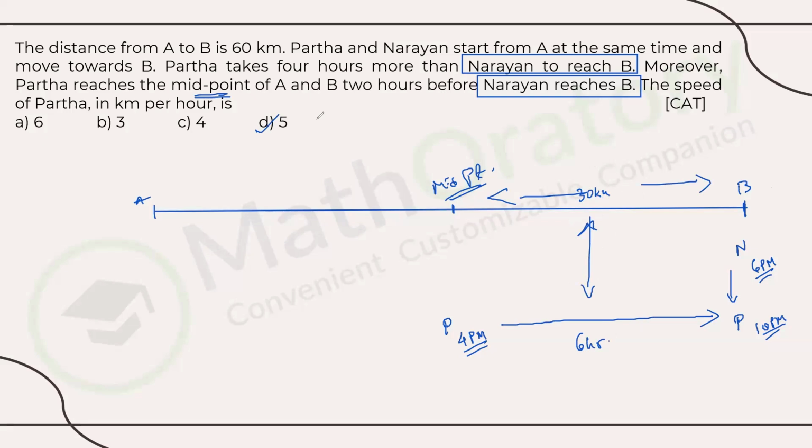So I hope you get the point why I was terming this a sitter. But the comprehension is key. If we do not comprehend that both these comparisons are with respect to Narayan reaching B, then we might get confused about how to establish the relationship. But if we notice that this is related to this, and this is also related to this, we can establish a relationship between Partha reaching B and Partha reaching the midpoint. So yeah, that's it for this question from my end.